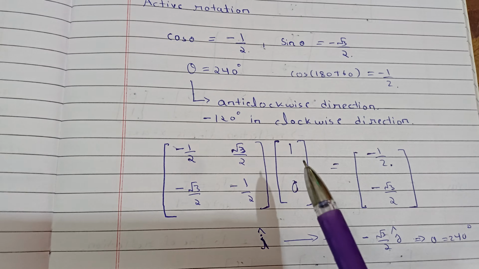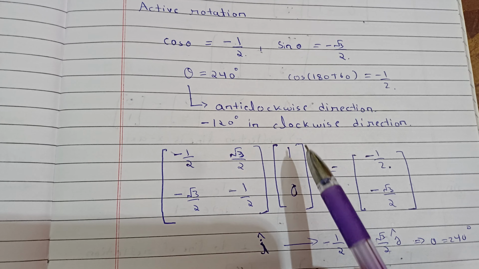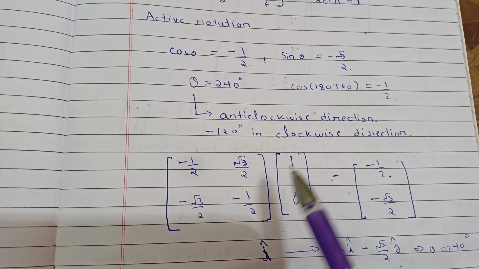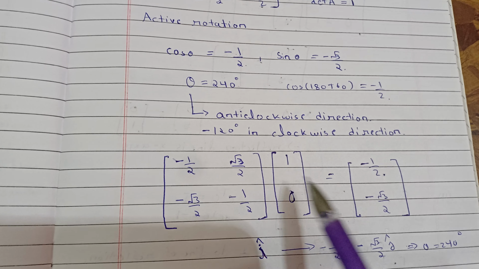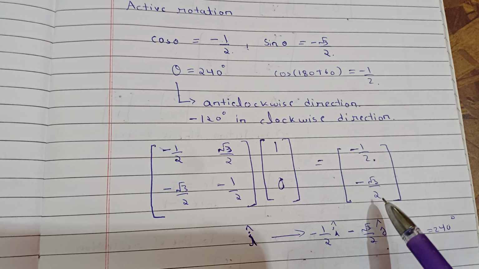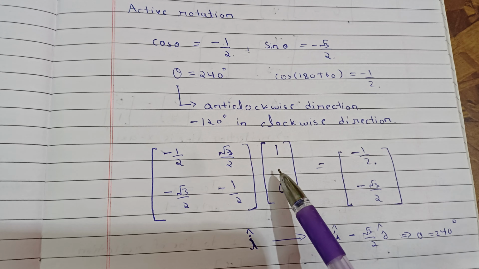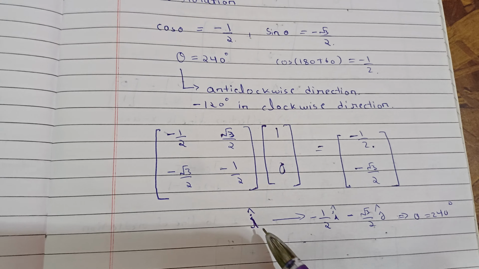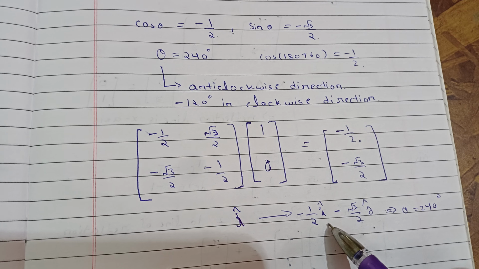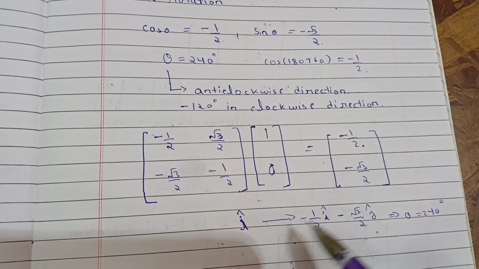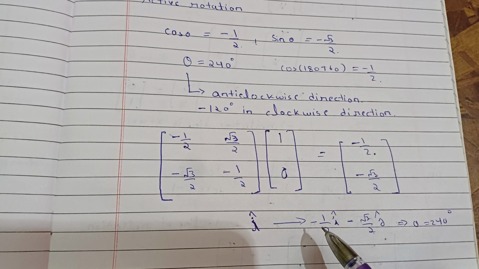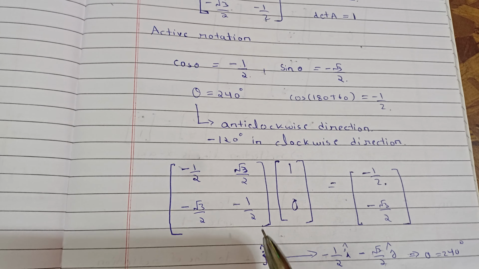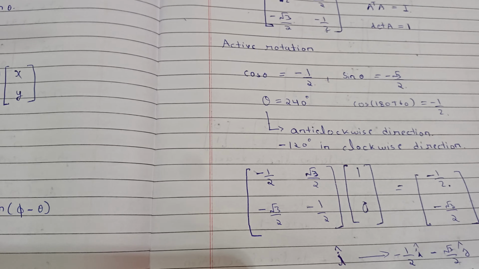Now we can take the example. This is the xy plane, this is the x-axis, and if we operate this matrix on this, we get this. This x-axis vector i cap is rotated to this axis. If you find the angle between these two vectors, using a dot b equals ab cos theta, you will get the same theta, that is 240. That's how you can verify.